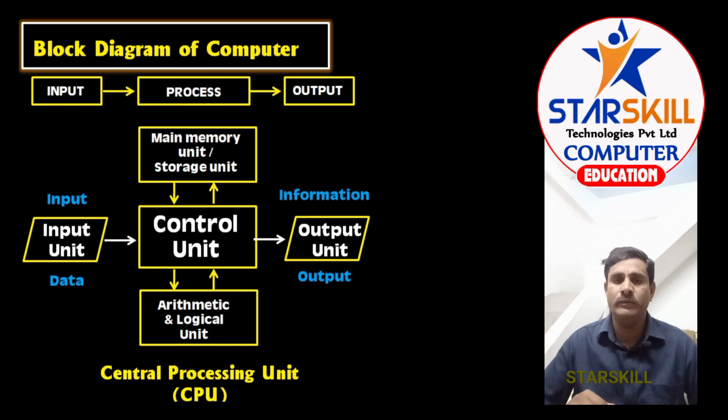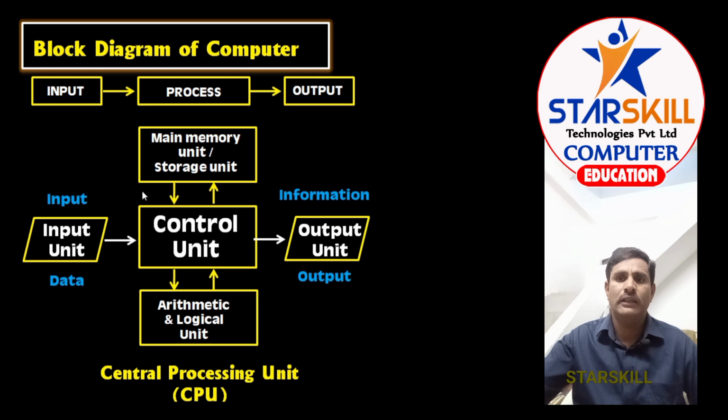But output means the processed data. For example, suppose you are doing a calculation. You give 2 plus 3, so 5 is the output. The output is not 2 plus 3, that is input only. What is the output here? Definitely it is 5. So processed data is called output, and unprocessed data is called information. This is a simple thing. So here we have input devices and the output unit.